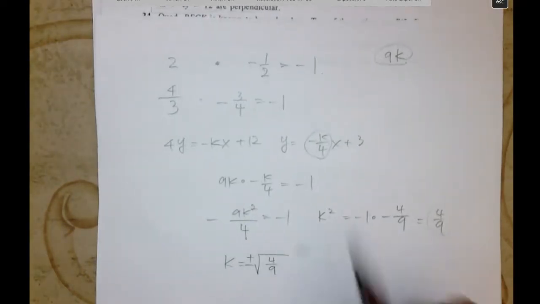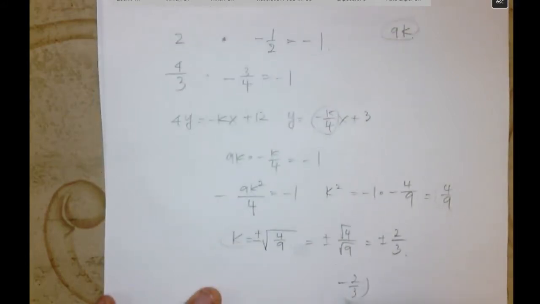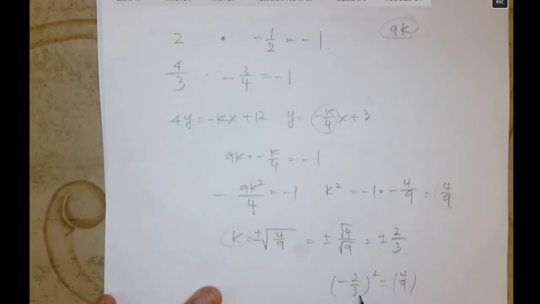Okay, so this means plus minus the square root of 4 over the square root of 9. Right? You can separate the square root into 2. So plus minus 2 over 3. Okay, so the answer is k can be positive 2/3 or negative 2/3. And just to prove my point, negative 2/3 squared, a square times a square, is positive, and then you get the 4 over 9, which is this. That's why you need the negative 2/3 as well.